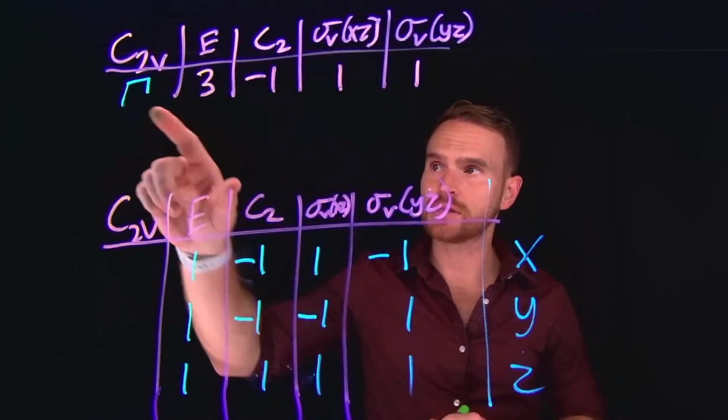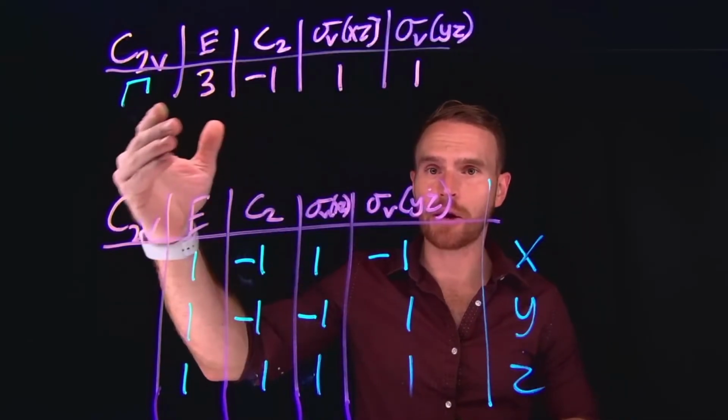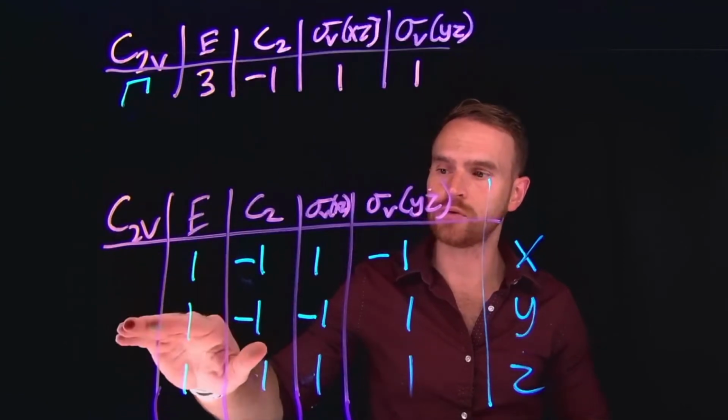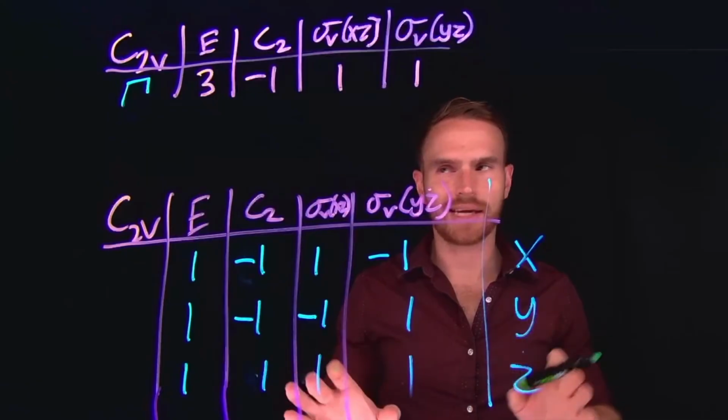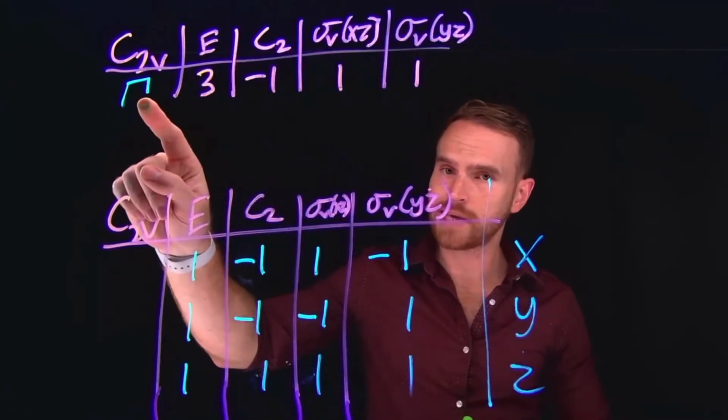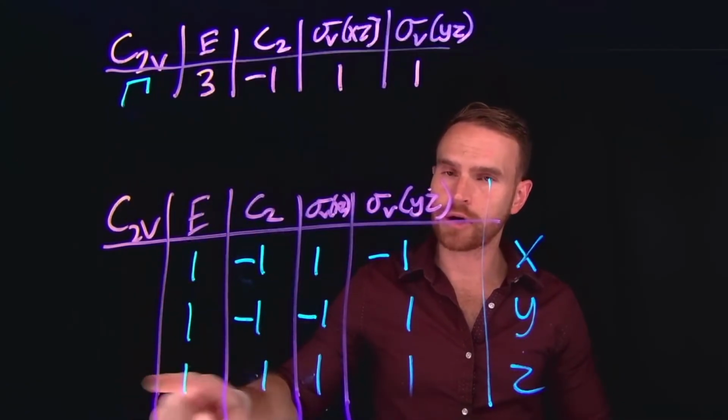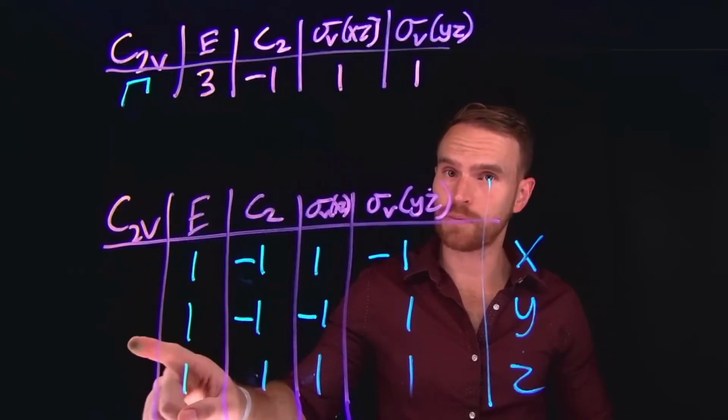So always the reducible representation is made up of some number of irreducible representations. And that's going to be an important concept coming forward, so I'll say it again. The reducible representation is made up of some linear combination of irreducible representations.